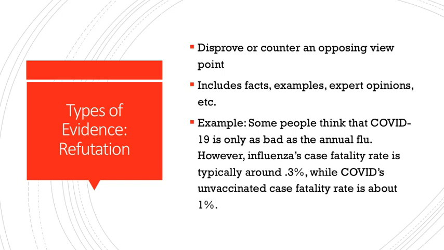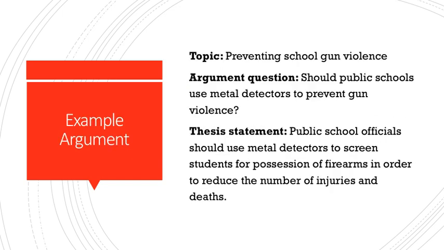So here's an example. Some people think that COVID-19 is only as bad as the annual flu. However, influenza's case fatality rate is typically around 0.3%, while COVID's unvaccinated case fatality rate is about 1%. So acknowledging that some people think one thing or claim one thing, and then here's evidence to prove that that's not the case.